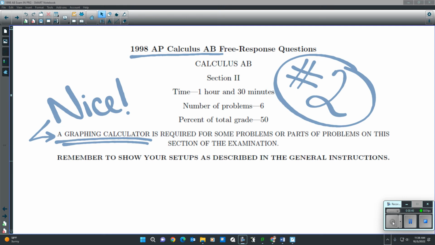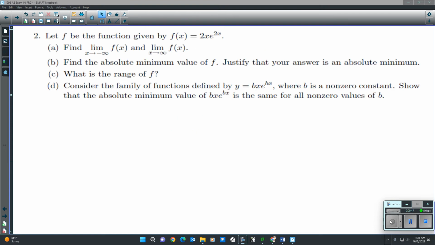Let's begin. We did problem number 1 in our last video. We are on to problem number 2. Number 2 says, let f be the function given by f of x equals 2x e raised to the 2x. Part A is asking us to find the limit as x approaches negative infinity of f of x, and to also find the limit as x approaches positive infinity of f of x.